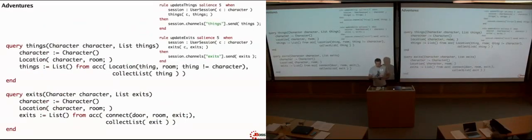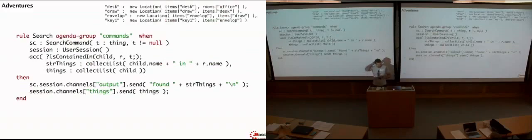And you already saw these. The same queries I just showed you before were used in the look command, so we've already been over those. You saw that with the desk is in the office, but it's got the drawer and the envelope. And how did I search that?